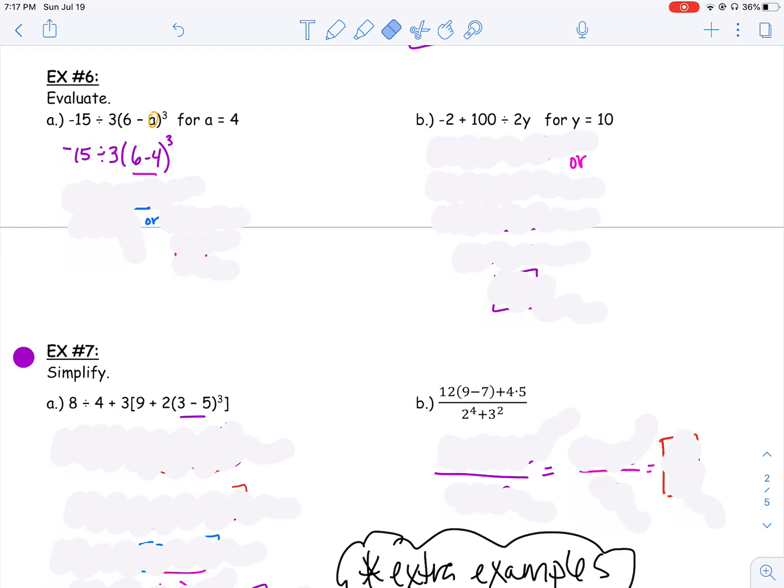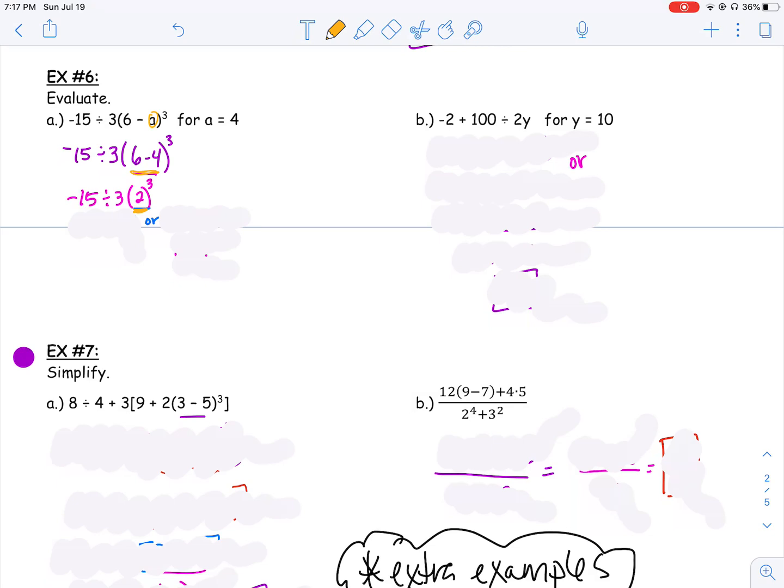So I see a whole bunch of different operations here. So I'm going to follow the order of operations and do parentheses first. So I see inside my parentheses, I have a 6 minus 4. Well, 6 plus a negative 4 is really a 2, right? So then I have a problem that looks like this. I have a negative 15 divided by 3 next to a parentheses of 2 cubed. Inside those parentheses is just a 2, and I can't do anything more with that 2. It's already as simplified as possible.